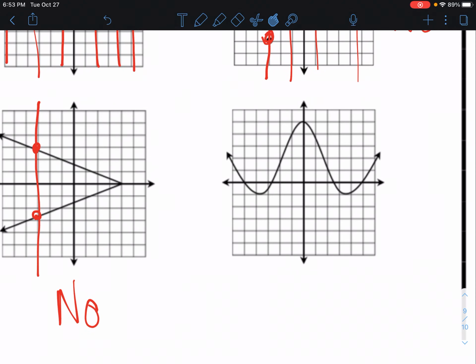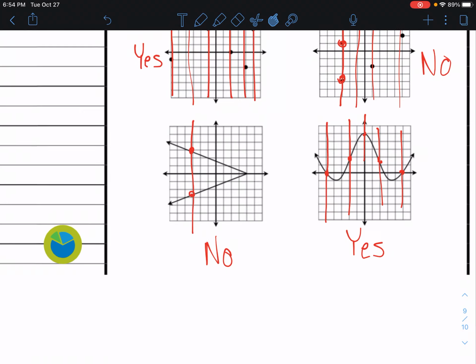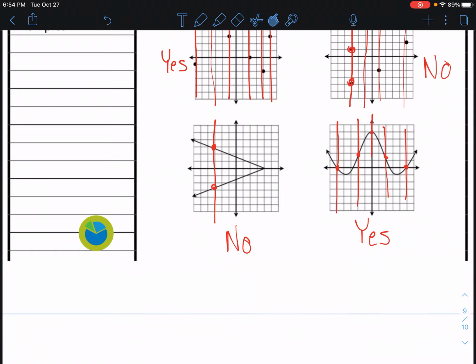So those arrows on the end, remember that just means it keeps going up and down. So if I draw a vertical line here, I'm good, it goes through once. Just once. Once. Looks like I'm pretty good here. I don't see any spots where I would go through more than once. So this is a function.